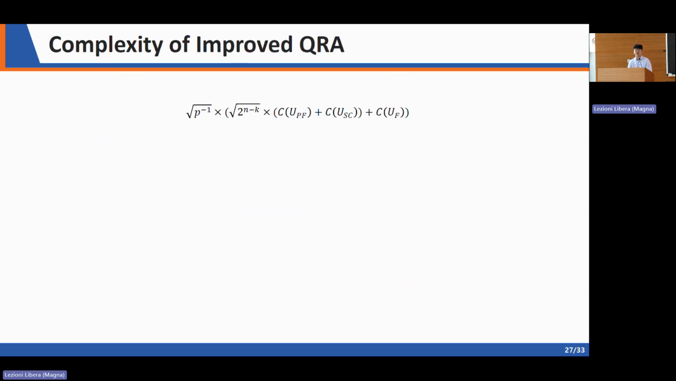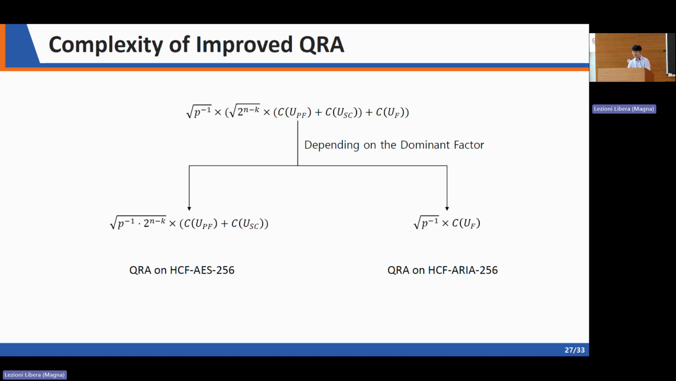So this is the overall complexity of our improved QRA, quantum rebound attack. Depending on the dominant factor, it is split into two cases. The quantum rebound attack on HCF AES corresponds to the first case, and the quantum rebound attack on HCF ARIA corresponds to the other case.